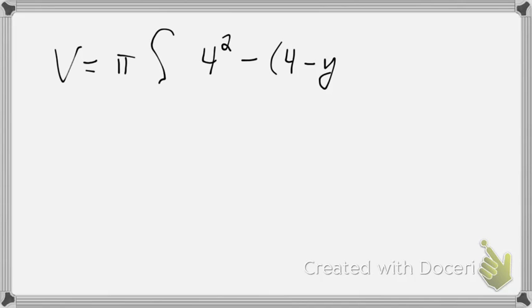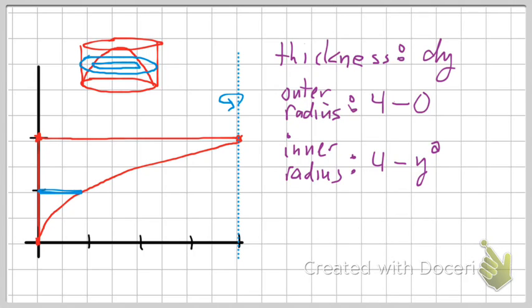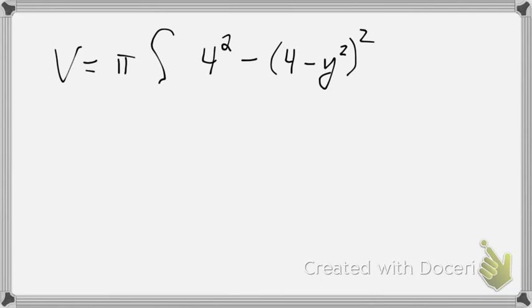So with these washers, volume is pi big R squared minus pi little r squared, and I can factor the pi out. So that's going to be 4 squared minus 4 minus y squared, squared, dy. Everybody's still on board. Anybody fall off the back of that bus?